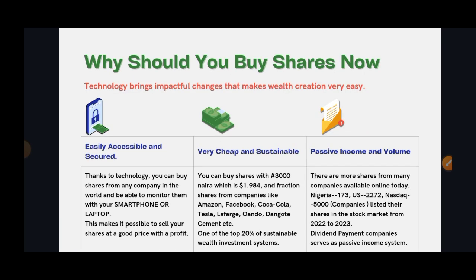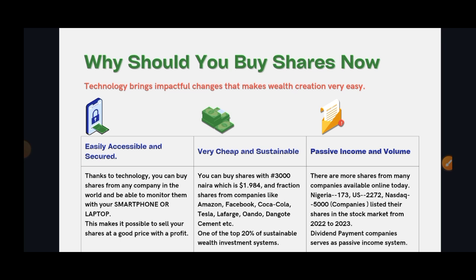Going to why should you buy shares now? I know some of you may be wondering why it is so important now. Technology brings impactful changes that make wealth creation very easy from any part of the world. Right now, to be sincere with you, online space is very, very beautiful and is a wealth.